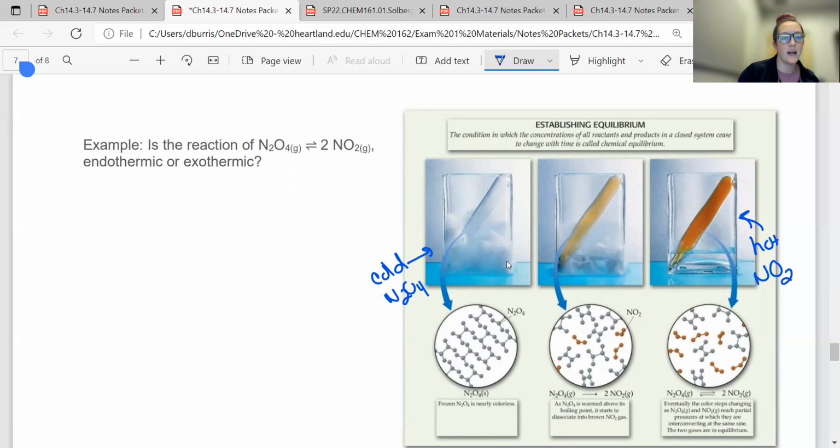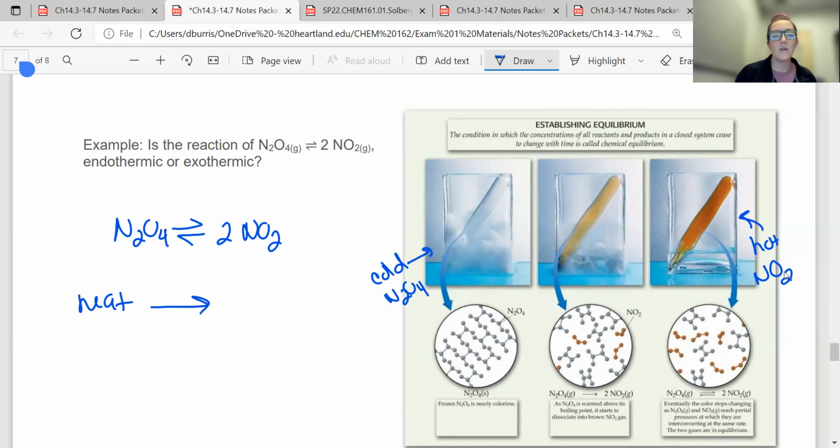Okay, so if I'm looking at this reaction, N2O4 makes 2NO2, I want to figure out which side heat is on. When I heat this up, which way did it shift? I heated it up and it turned brown. So that means it shifted to make more NO2. If I look at the data, heat caused it to go that way.